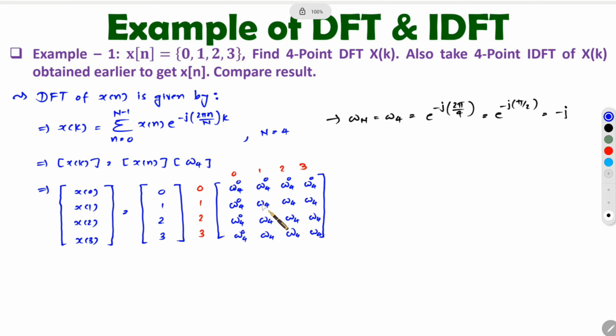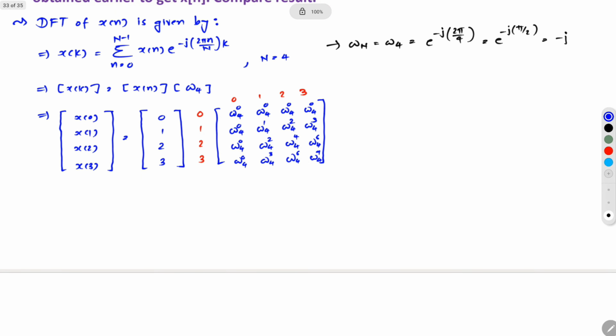Now with this element, power will be 1 into 1, that will be 1. 1 into 2, that will be 2. 1 into 3, that will be 3. Over here we have 2 into 1, that will be 2. 2 into 2, that will be 4. 2 into 3, that will be 6. Over here power will be 3 into 1, that will be 3. 3 into 2, that will be 6. 3 into 3, that will be 9. Right. Now, we need to understand how to calculate this weightage.